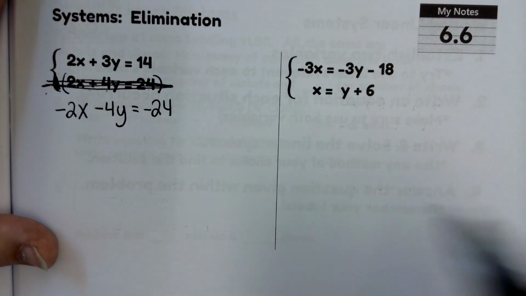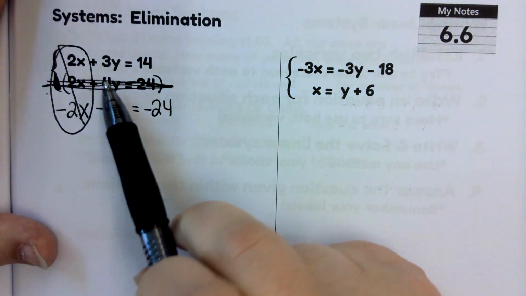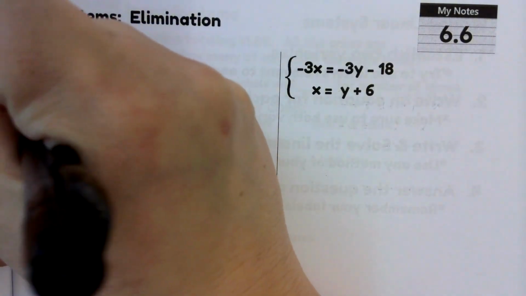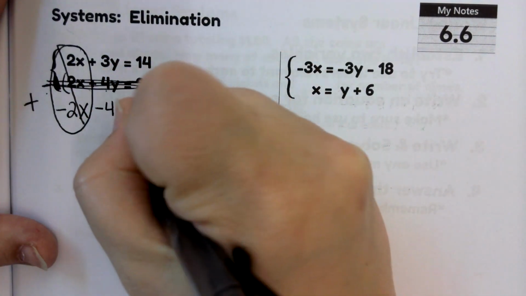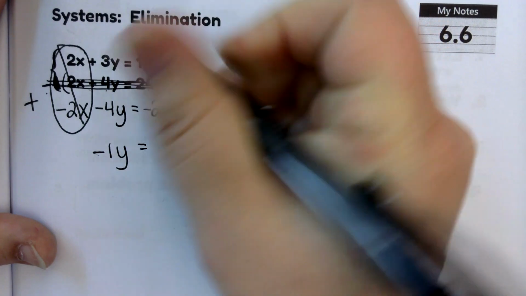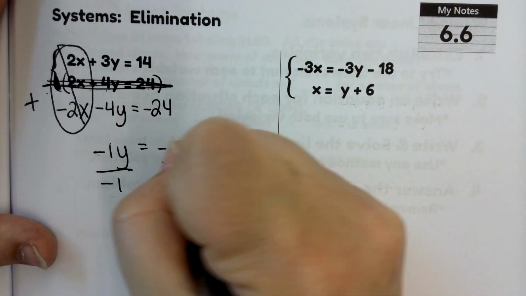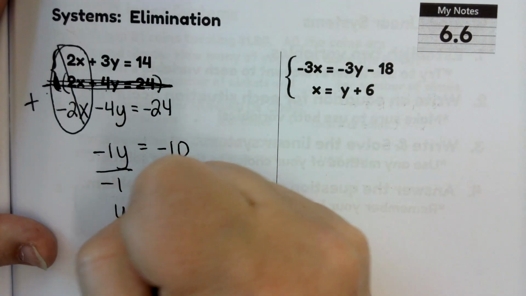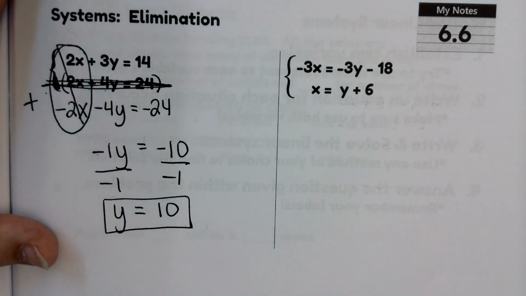Now I look for my opposites. They're right over here. Those will cancel out. 3 plus negative 4 is negative 1y. 14 plus negative 24 is negative 10. Divide both sides by negative 1. Y will equal 10. Now I need to find my x value.